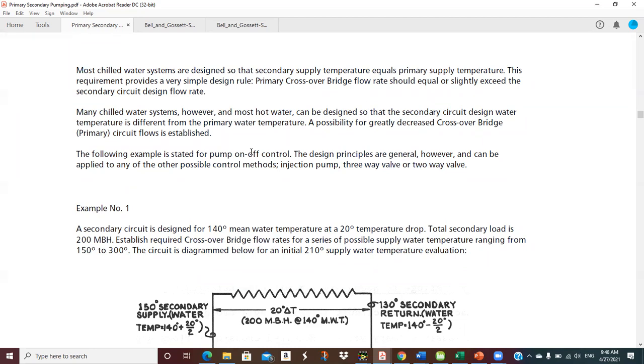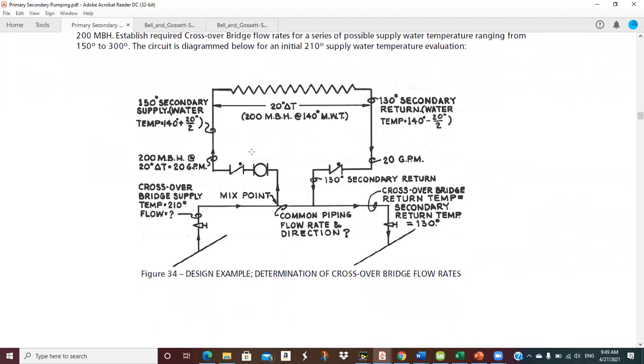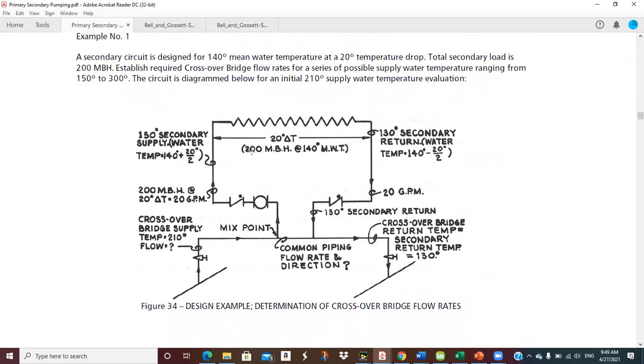A possibility for greatly decreased crossover bridge primary circuit flows is established, and that's by having really, really hot water to convey the heat in the primary. The following example is stated for pump on-off control. Design principles are general, however, and can be applied to any of the other possible control methods: injection pump, 3-way valve, or 2-way valve. So here we've got a little example. Let's take a look at this. I guess I should read it. There we go. Example number 1.